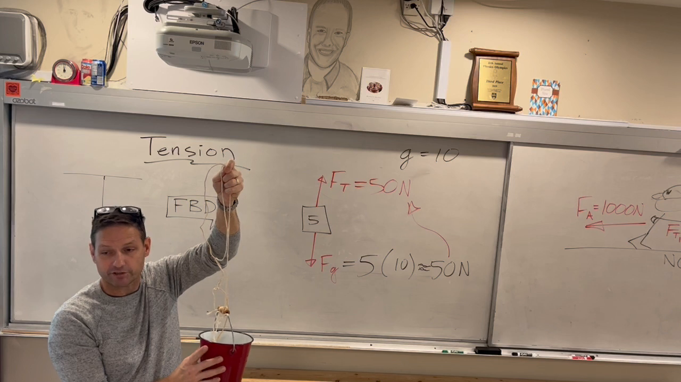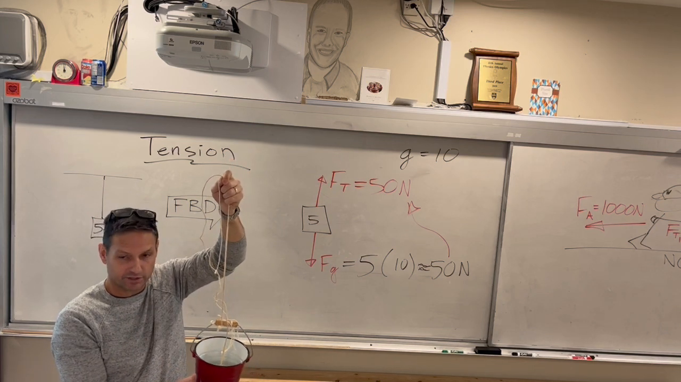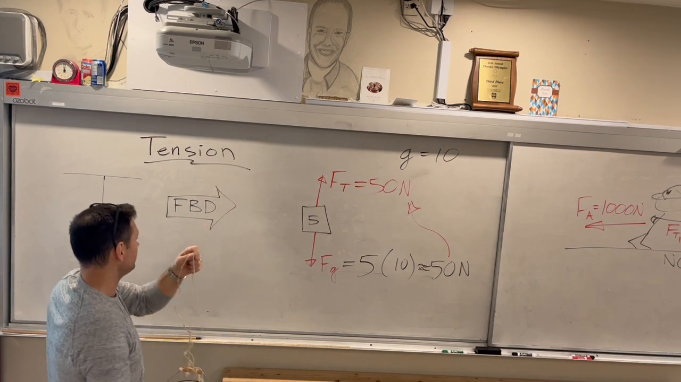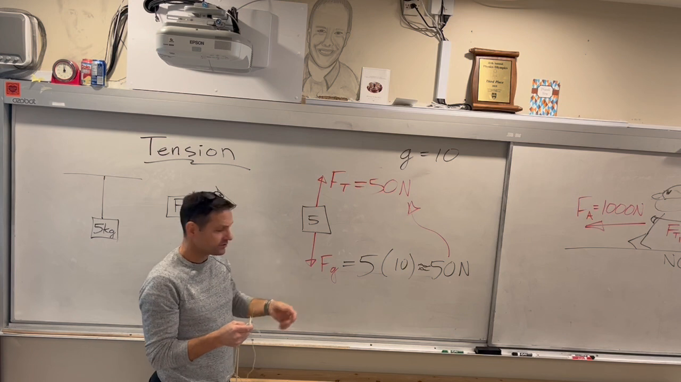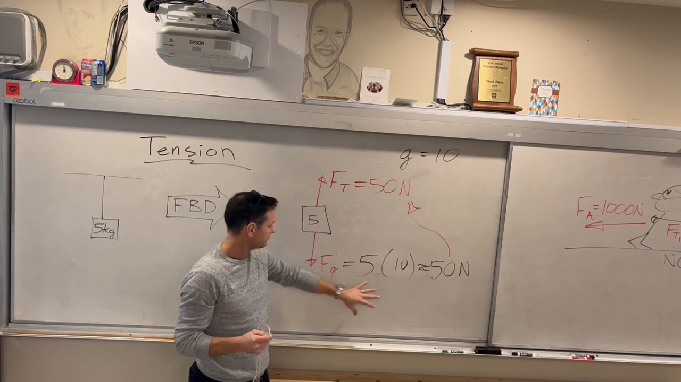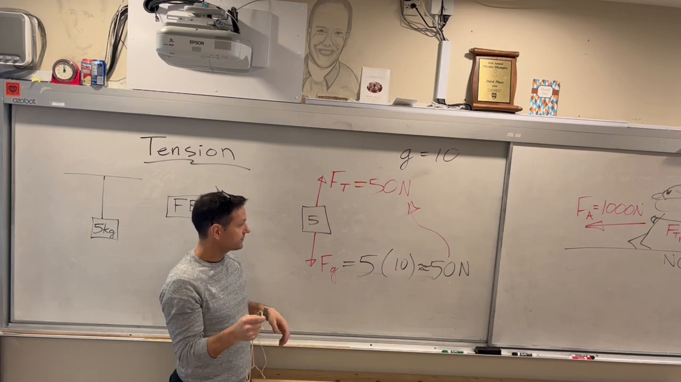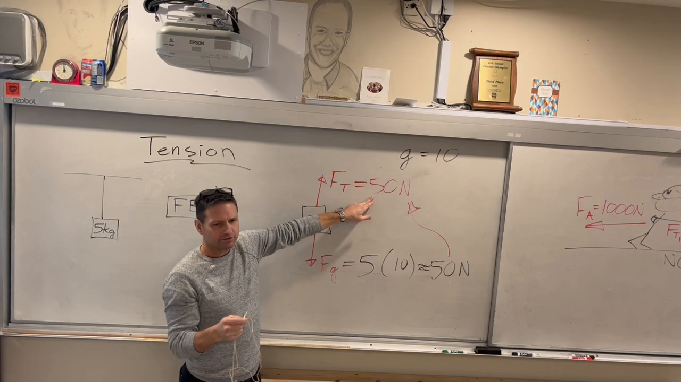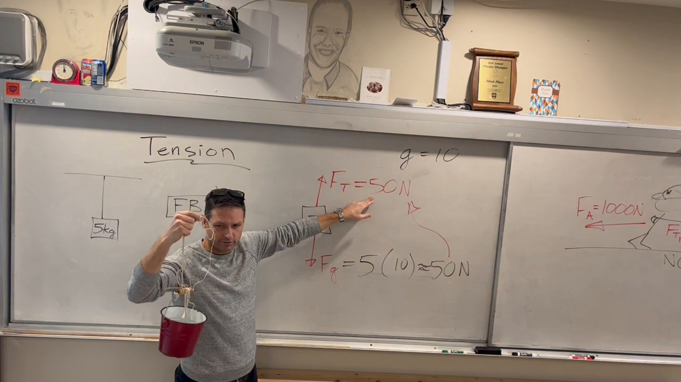If this is not accelerating, those two forces are equal but opposite direction, so you get a net force of 0 and an acceleration of 0. And if you can calculate gravity, which this would be around 50 newtons, then the tension force is also 50 newtons. What would I have to do to this to accelerate this bucket upward?